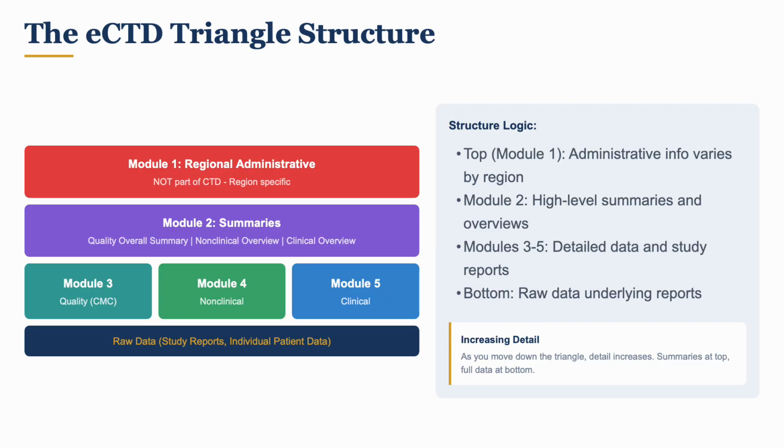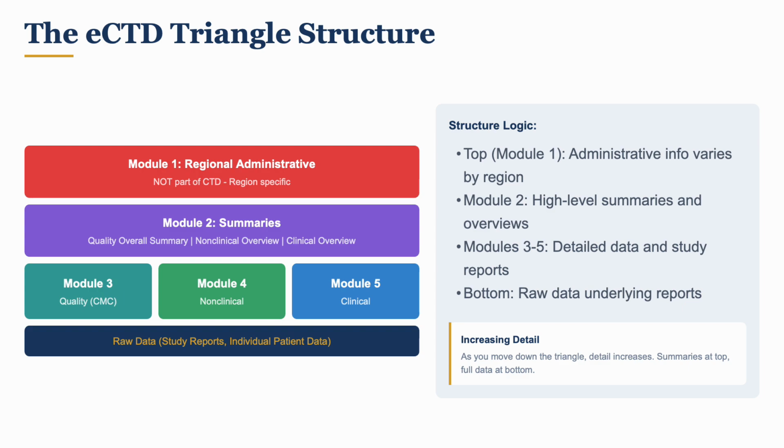The eCTD is often visualized as a triangle or pyramid, which reflects its hierarchical structure. Let me walk you through this. At the top is Module 1, shown in red because it's not part of the harmonized CTD. Module 1 contains regional administrative information, things like cover letters, application forms, and proposed labeling that are specific to each country or region. You need different Module 1 content for FDA versus EMA versus PMDA.